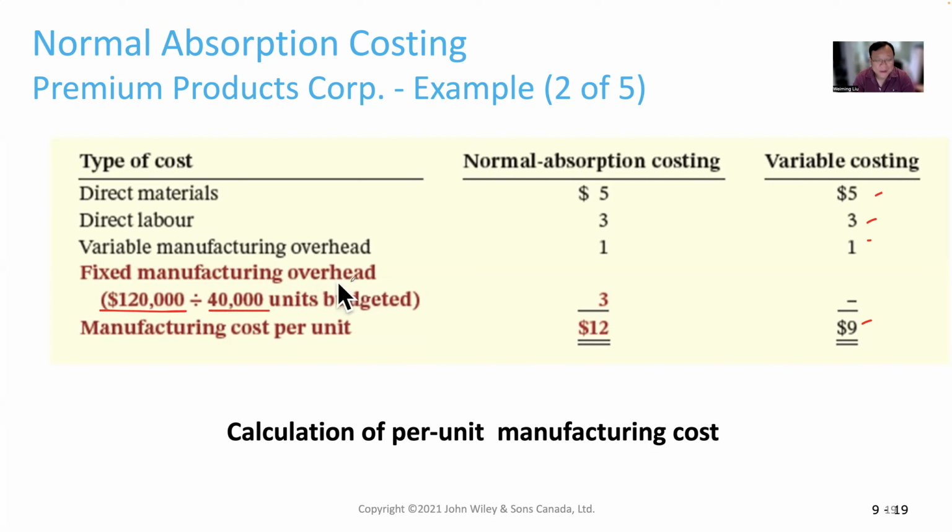So therefore, my per unit fixed manufacturing overhead is $3. Okay, so this is normal absorption costing. Why is it normal? Because this number, 40,000, is estimated. That 40,000 production level is a budgeted number, and then you calculate the $3. So that makes this a normal absorption costing. So this $3 more, under normal absorption costing, will be $12 per unit.